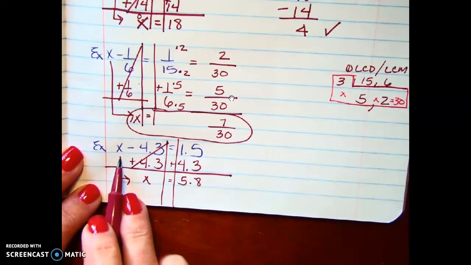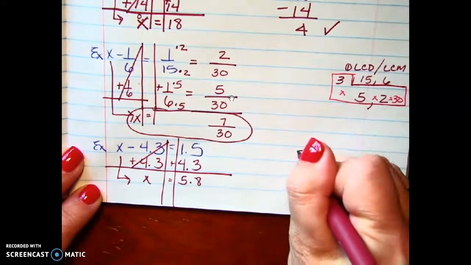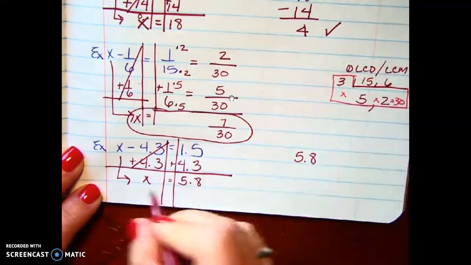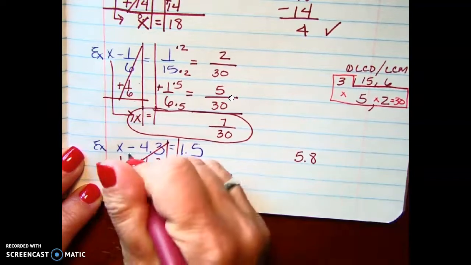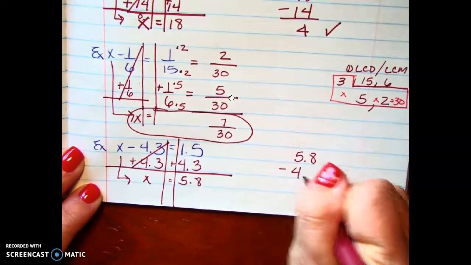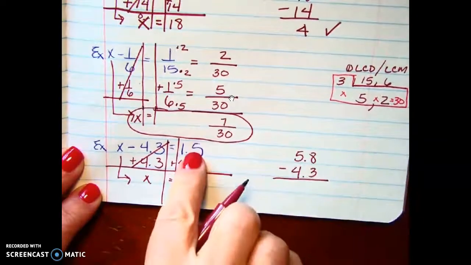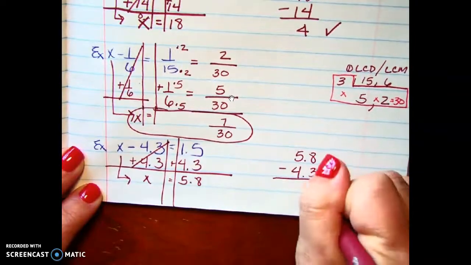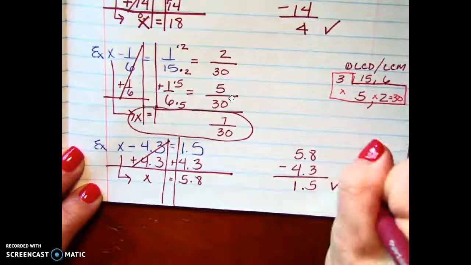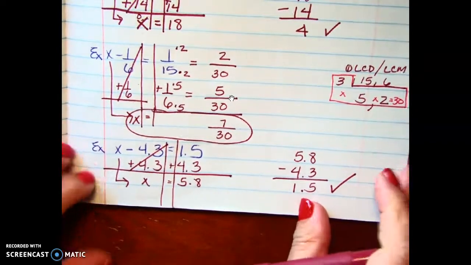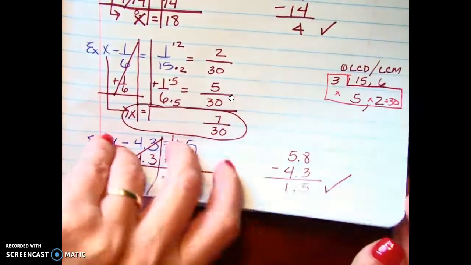Now, will this work out? How do I check? I plug it into the original problem. I take X, which equals 5 8/10, and then I subtract 4 3/10. Do I end up with 1 5/10? Yes, I do. Check.